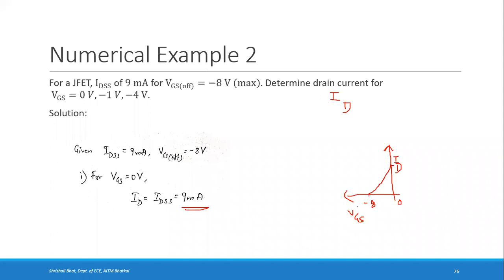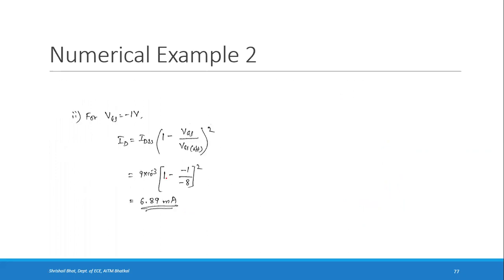What next? What if the voltage is minus 1? For that you need to use the square law. When VGS is minus 1, ID is equal to IDSS multiplied by 1 minus VGS by VGS off, the whole squared. This is the expression of the square law, right? In this we have all the things given. IDSS is 9 milliamps, VGS is minus 1, VGS off is minus 8. Just substitute them: 9 milliamps times 1 minus 1 by minus 8, the whole squared. If you calculate this, you should get 6.89 milliamps. That means this is the drain current when VGS is minus 1.